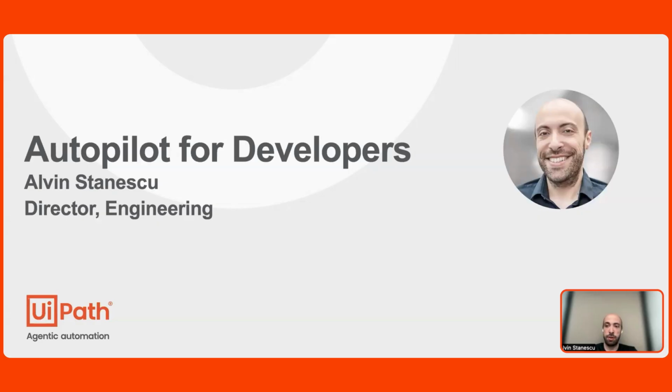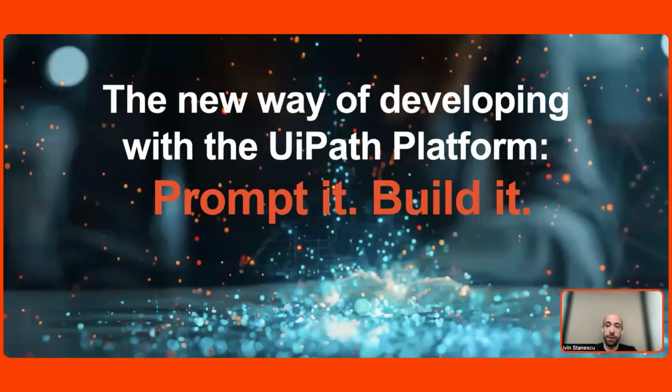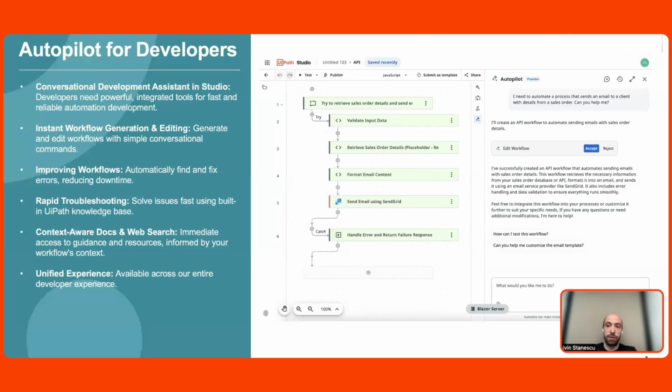Today I want to talk to you about Autopilot for developers, where our vision is to enable all of you to turn your thoughts and your intentions into an easy to comprehend visual representation of an automation, all through the power of natural language. And with our new Autopilot for developers experience that you're going to see in Studio and Studio Web, you're going to be able to use a conversational assistant and prompt it in order to edit and quickly iterate on top of an existing automation, allowing you to very quickly materialize what you want to build.